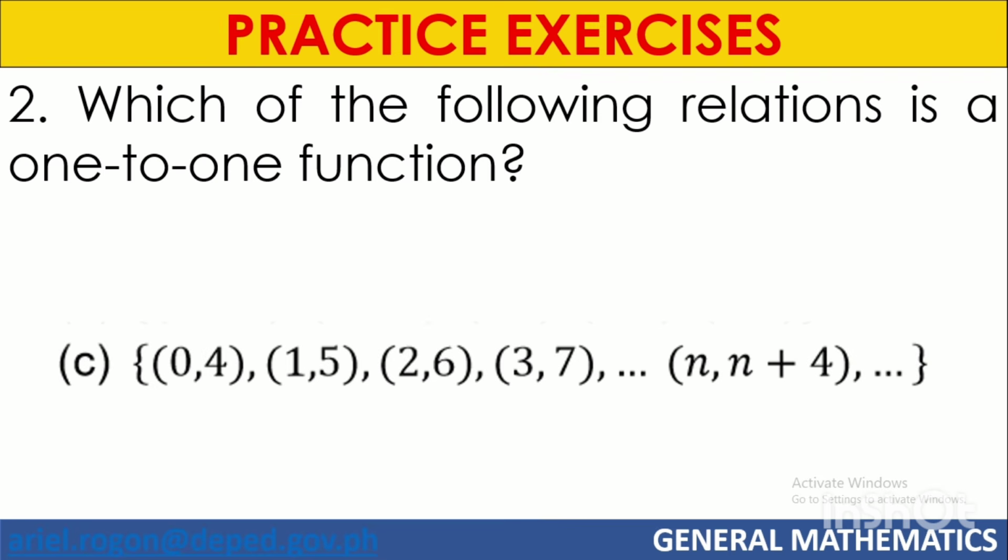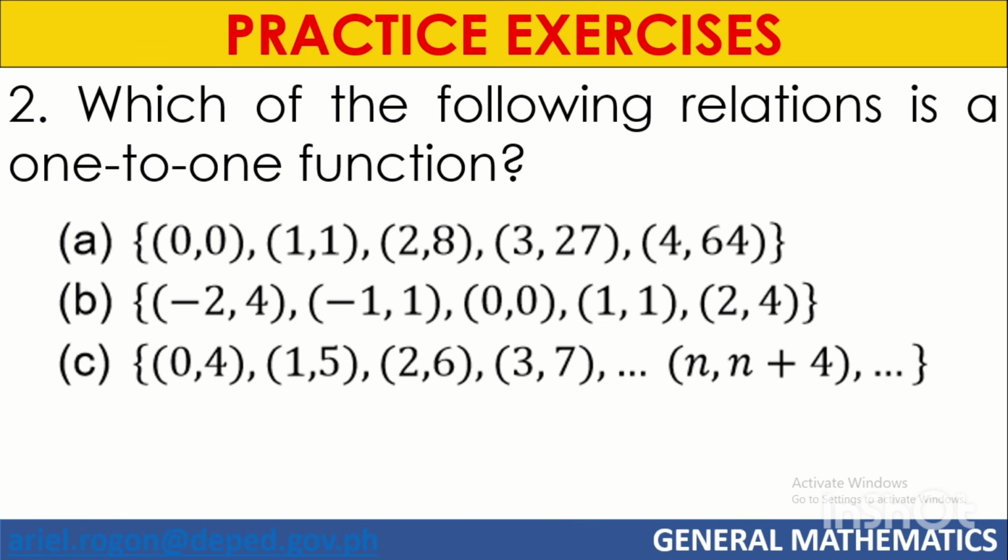Which of the following relation is a one-to-one function? So, tingnan natin dito. 0, 1, 8, 27, 64. So, walang naulit. So, therefore, this is one-to-one. Sa pangalawa, -2, 4, -1, 1, 0, 0, 1, 1, -2, and 4. So, yung 4 naulit dito. Yung 1 din naulit. So, therefore, that is not one-to-one. 4, 5, 6, 7. So, walang naulit sa y values nyo. So, therefore, that is one-to-one.